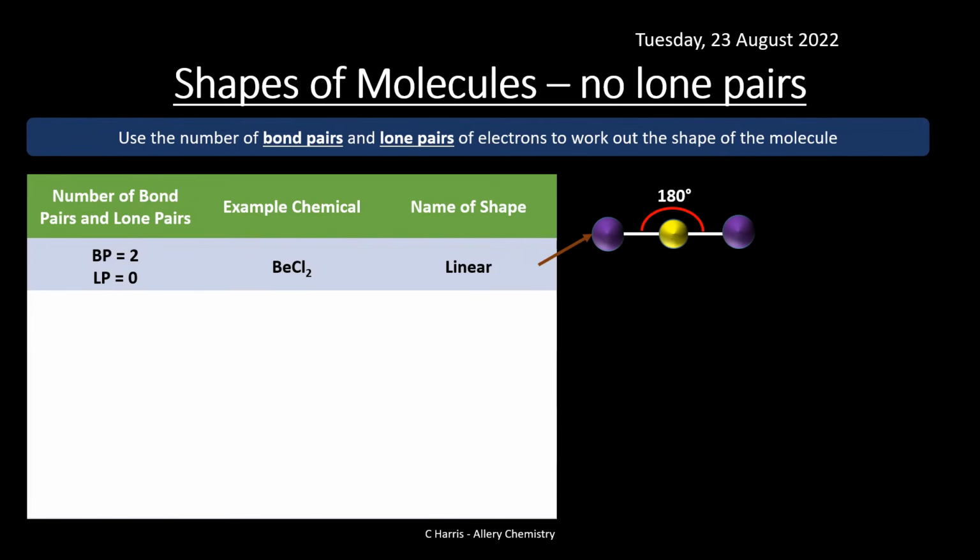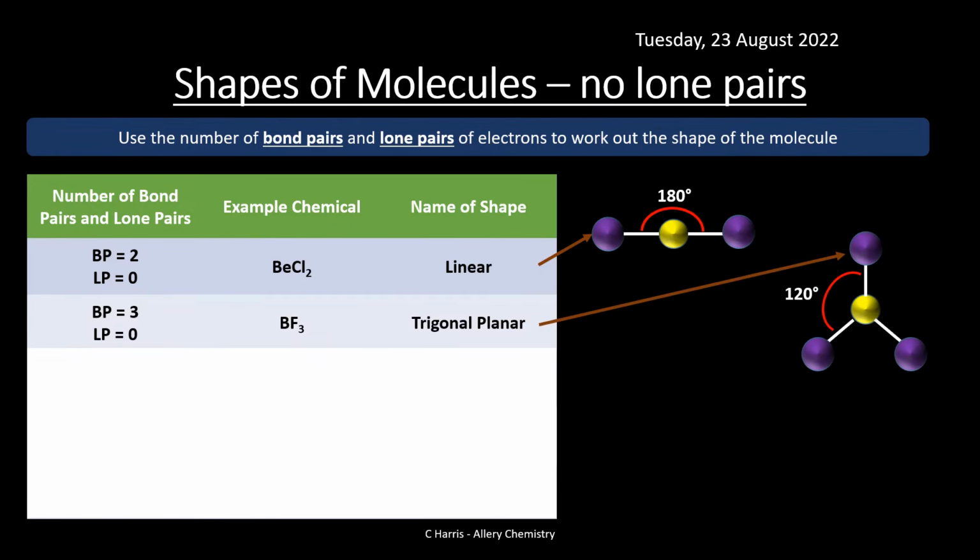A molecule with 2 bond pairs and no lone pairs is called linear. Now, all these examples here are not going to have any lone pairs of electrons, so this just gives you an idea. An example would be beryllium chloride, BeCl2. Another example, and hopefully you'll see the format here, we're going in order: this one's got 3 bond pairs, no lone pairs. All of these don't have any lone pairs on them.